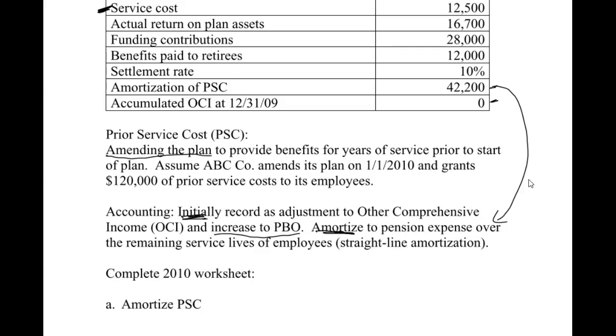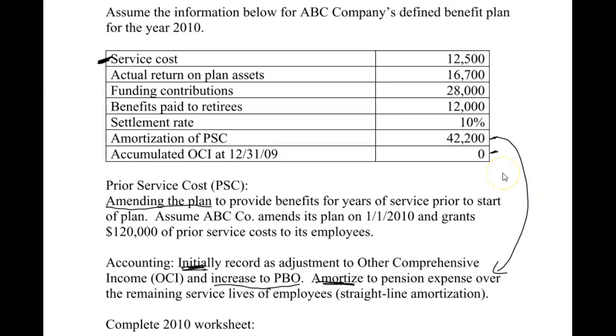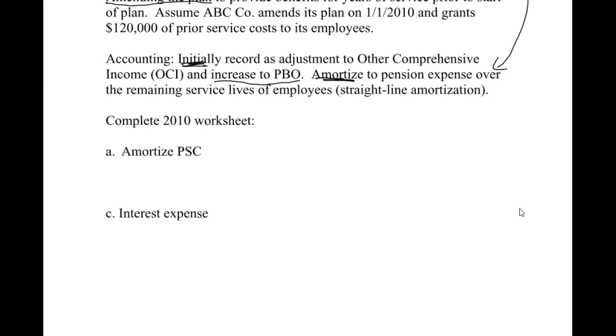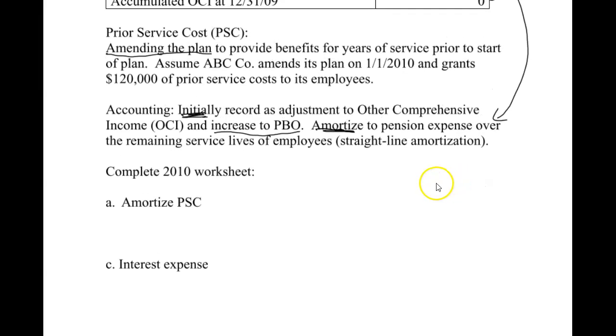All right, a couple new items. We know how to handle service costs. We know how to handle returns, contributions, benefits, and interest. But let's talk about our new items here. Our new item is the amortization of the prior service costs. And actually, I probably should have another thing down here for the actual amendment. So if you look right here, it says we're initially going to record it.